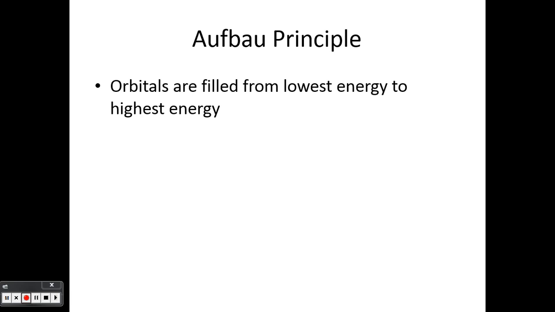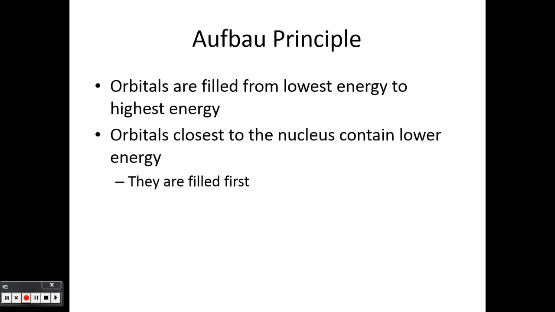Where do we find low energy orbitals? Close to the nucleus, right? Electrons closer to the nucleus have less energy because they are in lower energy orbitals. Orbitals closest to the nucleus contain lower energy, and that means that they get filled up first.